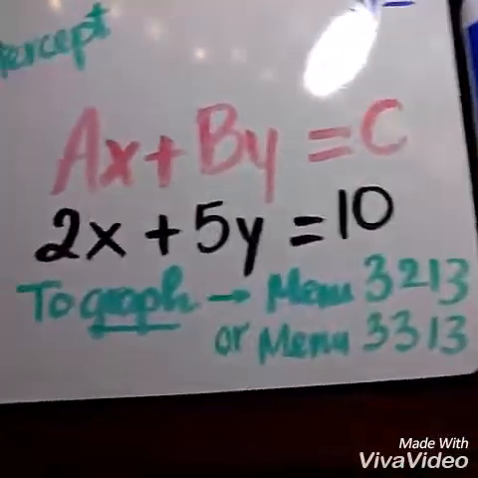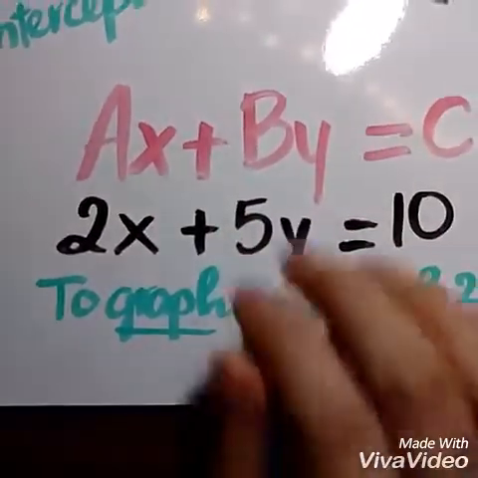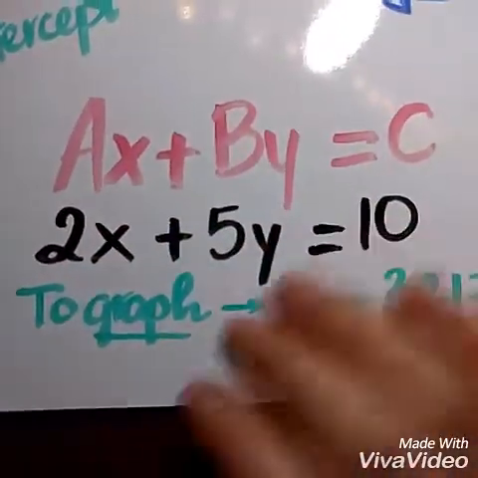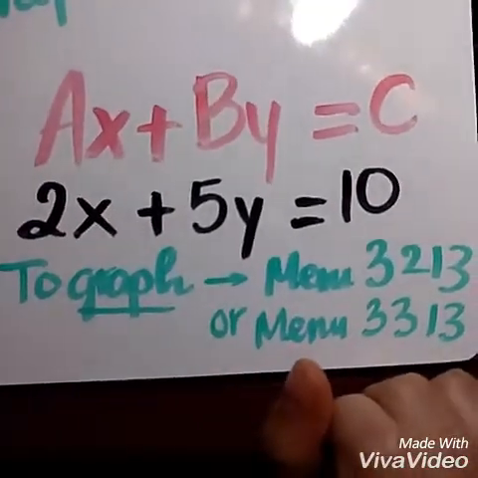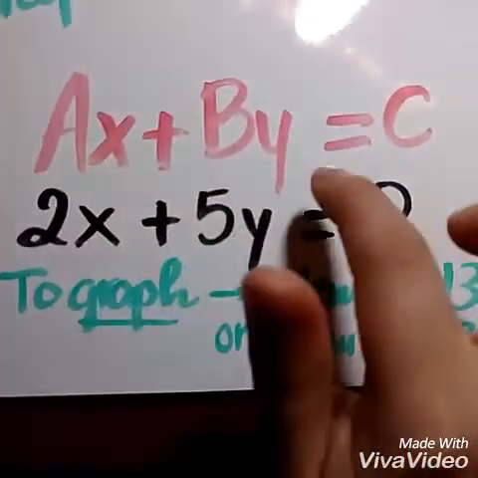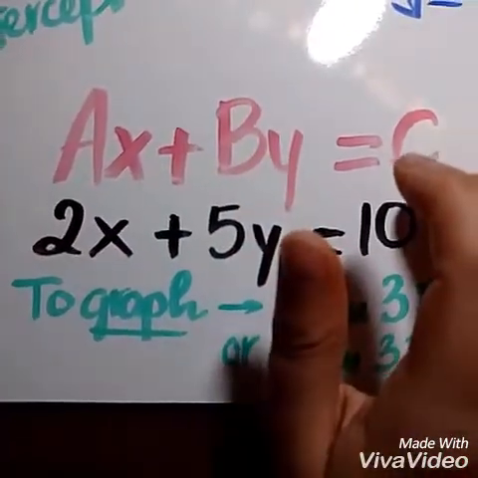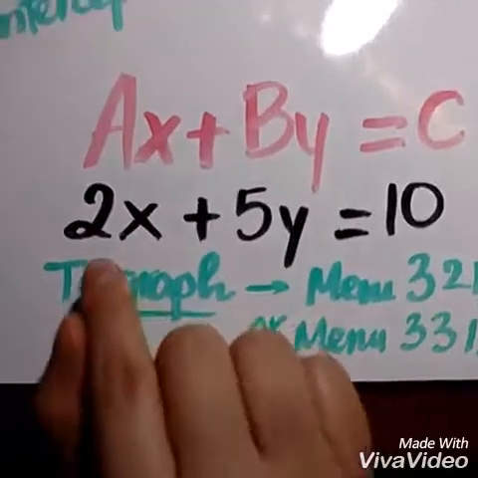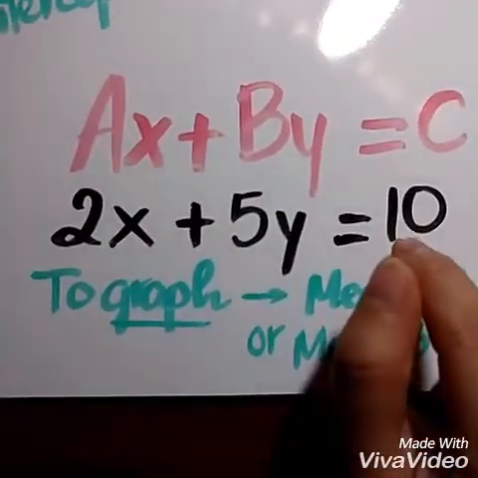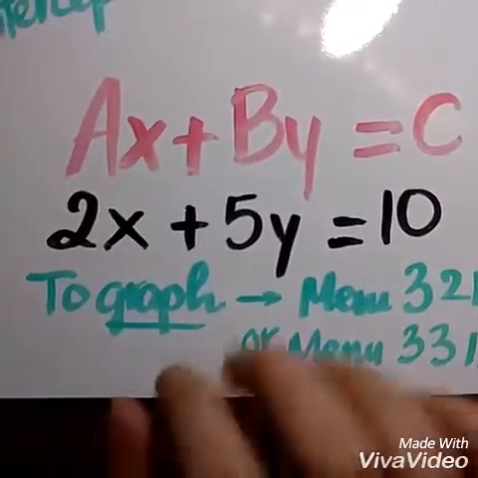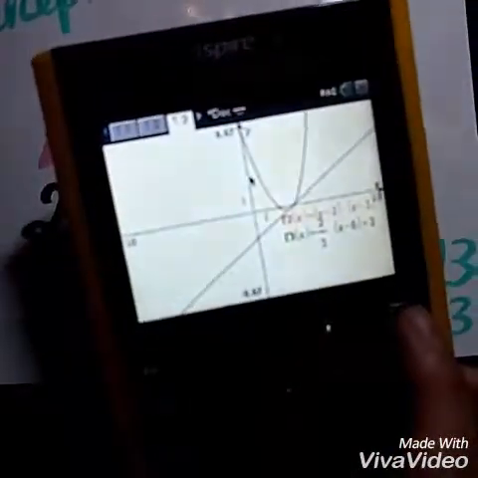Okay, let's move on to another type of equation. This one is called standard form. The reason is this is the most basic form they started with when they were discovering lines: ax plus by equals c. Again, a, b, and c, the big letters right here, just represent numbers. For example, 2x plus 5y equals 10.